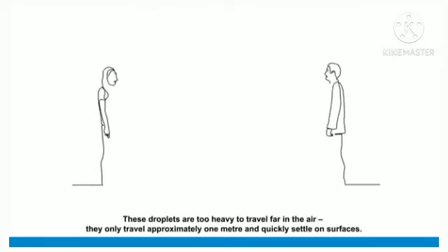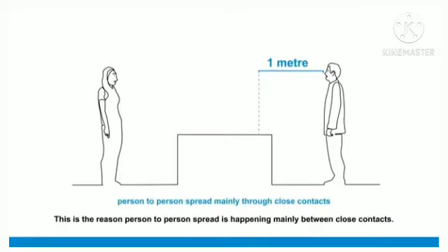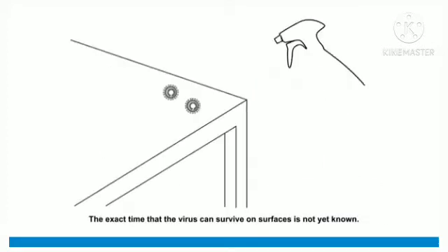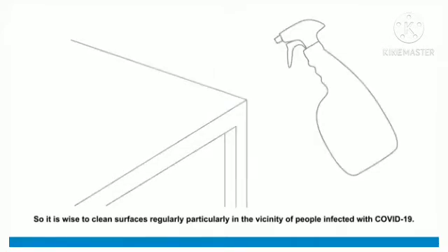These droplets are too heavy to travel far in the air. They only travel approximately 1 meter and quickly settle on surfaces. This is the reason person-to-person spread is happening mainly between close contacts. The exact time that the virus can survive on surfaces is not yet known. So it is wise to clean surfaces regularly, particularly in the vicinity of people infected with COVID-19.